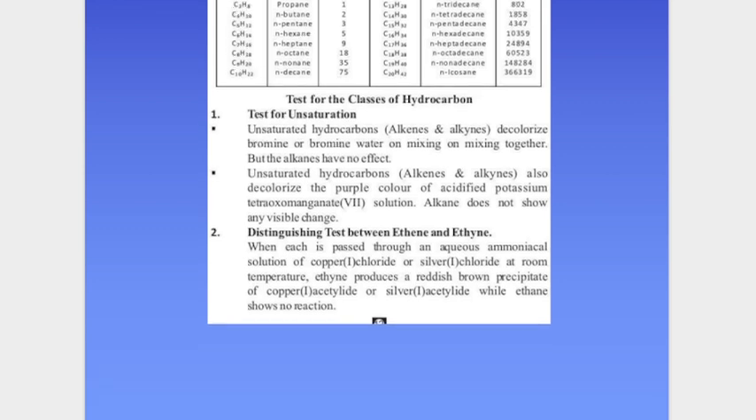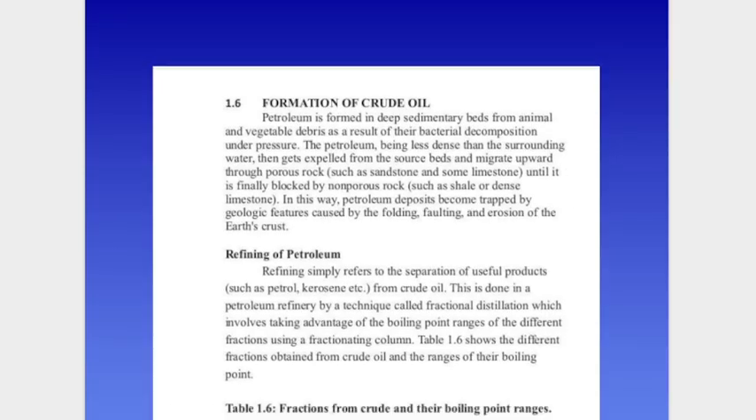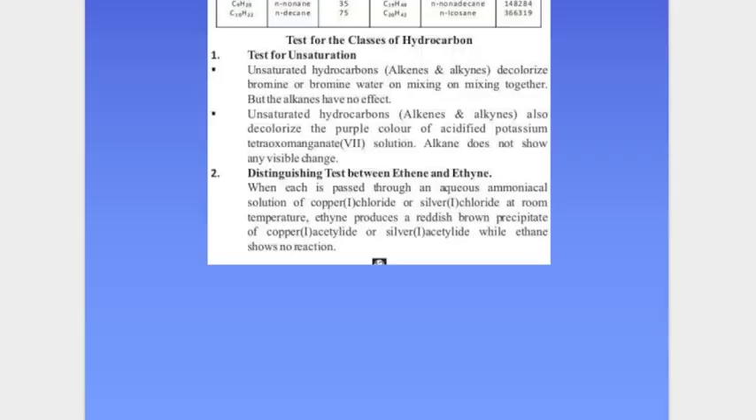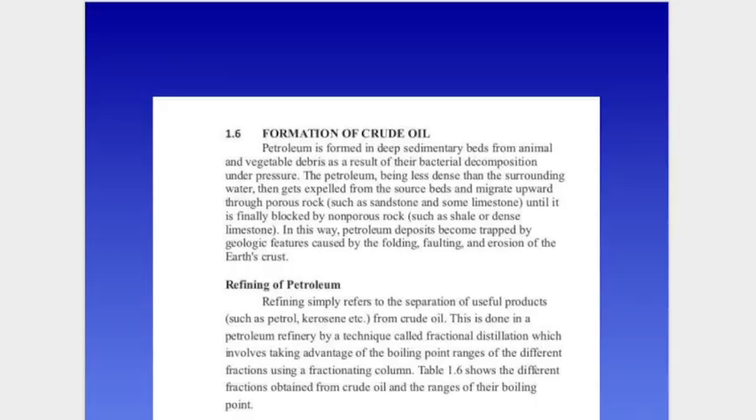Mind you, since the two of them are both unsaturated, if we are going to differentiate between them, all we need to do is pass them through the ammoniacal solution of copper(I) chloride or silver nitrate. Once that happens, ethyne will react, but ethene will not react, hence differentiating the two of them. When ethyne reacts, it gives reddish-colored copper(I) acetylide, but in the case of ethene, there will be no reaction.